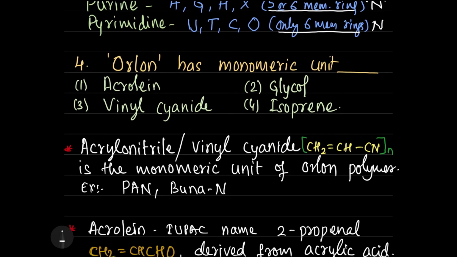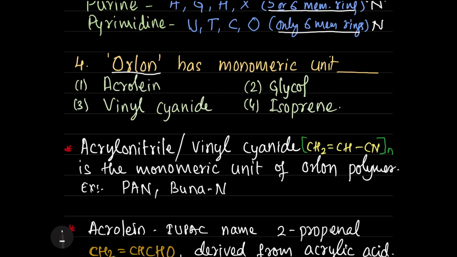Okay, let's go for the fourth question. Orlon is one of the polymer types. Let's see, Orlon has which monomeric unit. As you have already studied, there are 2 very famous terms: polymer and monomer. By the repetition of the monomer, a polymer is formed. Mono means one, poly means many. Many repeating monomeric units form a polymer. He is asking which monomer is present in the polymer Orlon. Option 1 acrolein, option 2 glycol, option 3 vinyl cyanide, option 4 isoprene.